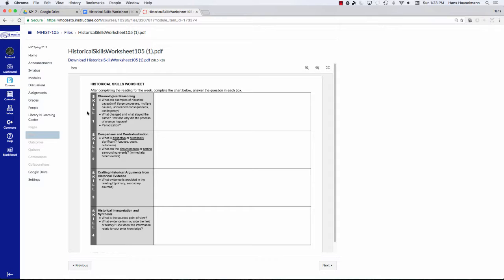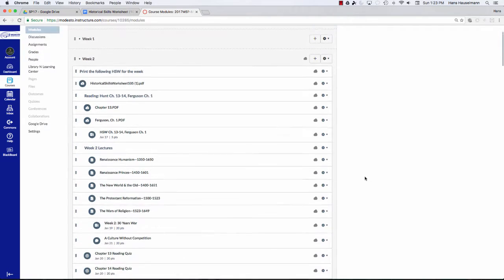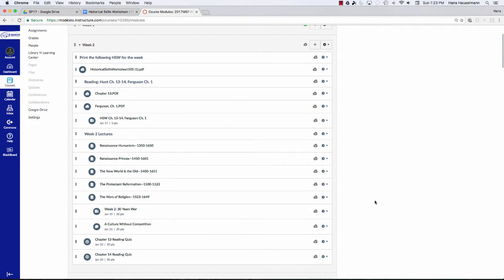These are worth 5 points every week. May not seem like much, but in the long run, when you've got 29 chapters that you're reading in the textbook and 16 weeks worth of these, they can add up to quite a bit. So I look forward to reading through your Historical Skills Worksheet. And once again, aside from that, you will also have a reading quiz as well as a discussion on competition. So that's your assignments for the week, and I look forward to reading through everything and discussing these topics with you.